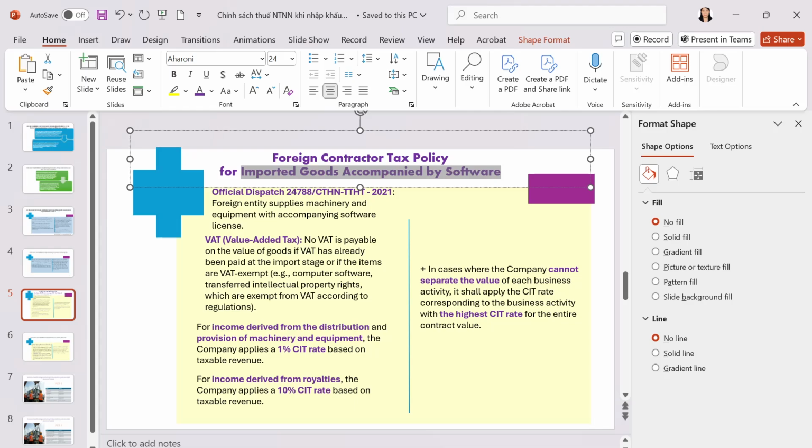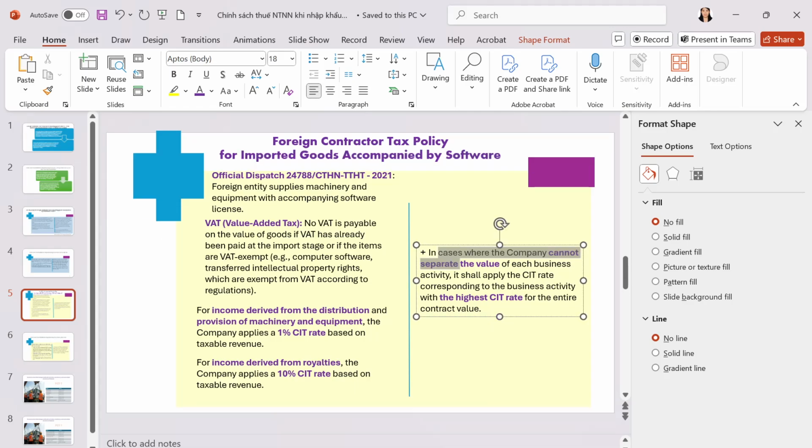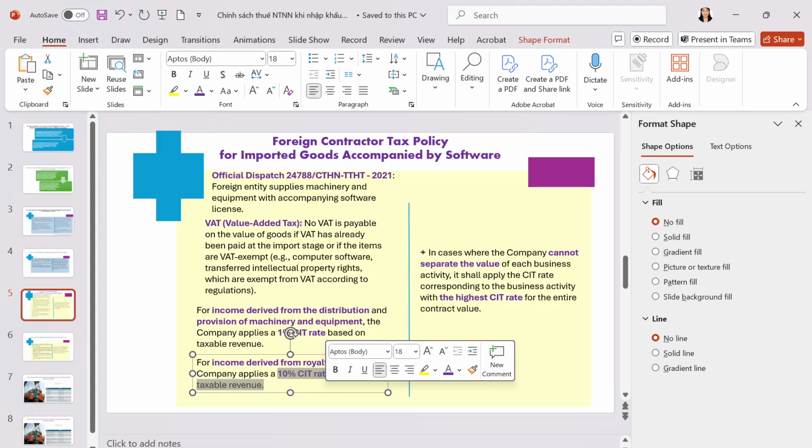And because software will include the IP, intellectual property, in this case, VAT would not be applied because under Vietnamese regulation, computer software is exempt from VAT, but CIT will be applied in the case of royalties. And in the case where the company cannot separate the value of each business activity, it is likely that the highest CIT rate will be applied to the entire contract value. It means a 10% CIT rate may be applied in the case that the company cannot separate the values of machinery and the values of software.